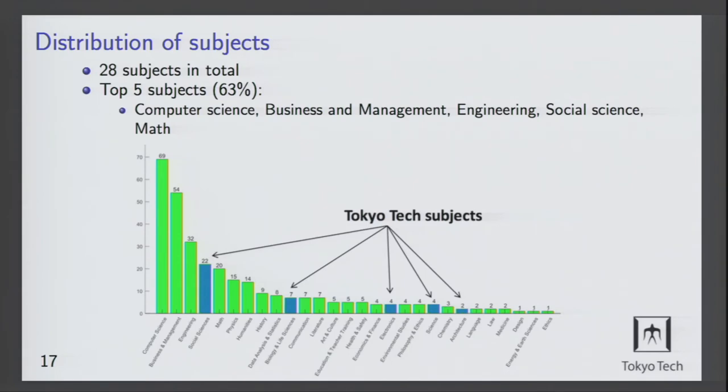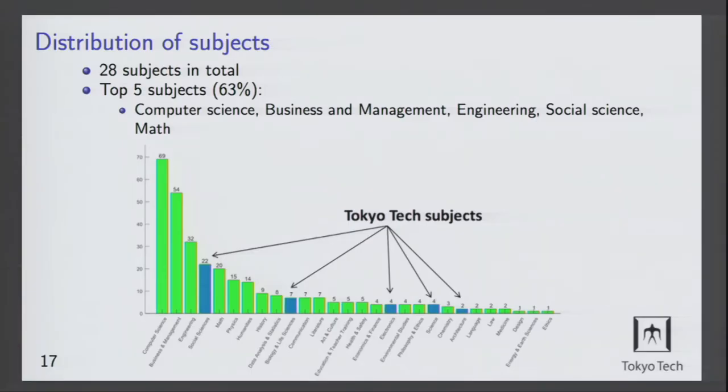So we decided to look at some statistical information of the extracted courses, and we found that even though we crawled courses based on the 7 categories I mentioned before, there were in total 28 subjects. This was due to the fact that course developers might specify several related subjects of the course when they upload the course. The top subject was computer science, followed by business and management, engineering, social science, and math. Here, Tokyo Tech covers a wide range of topics, from social science and history to architecture and electronics.